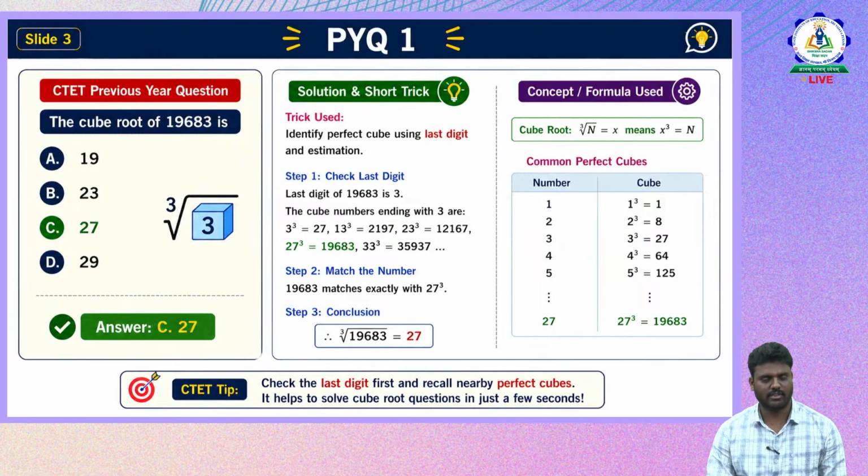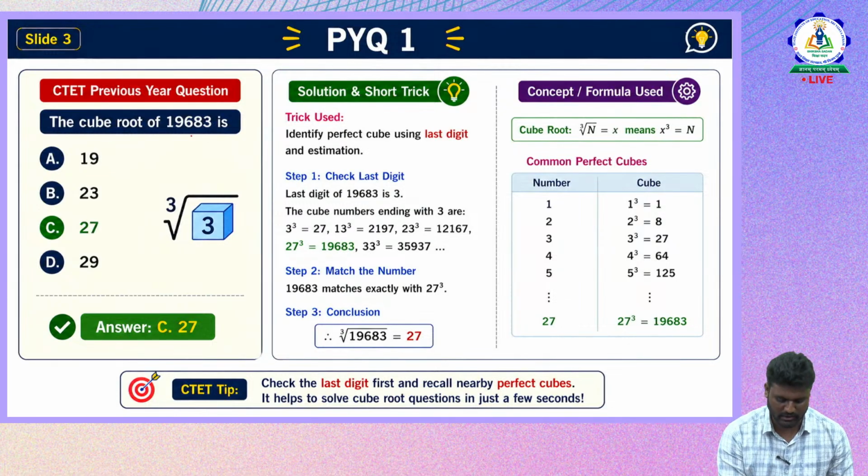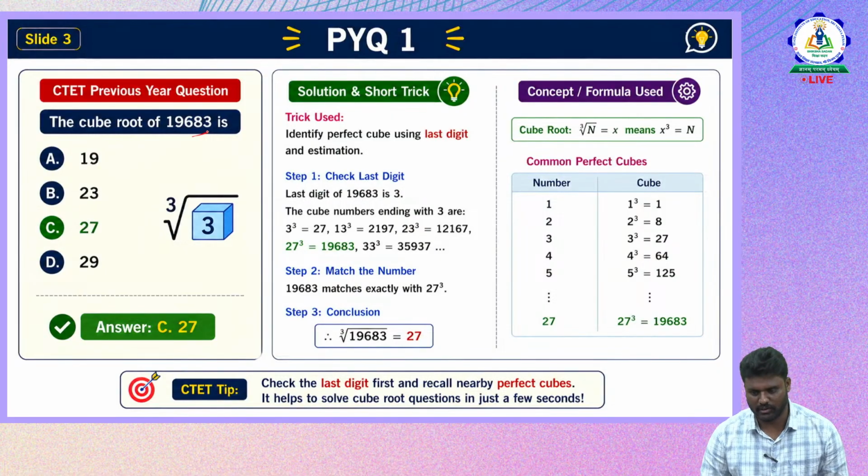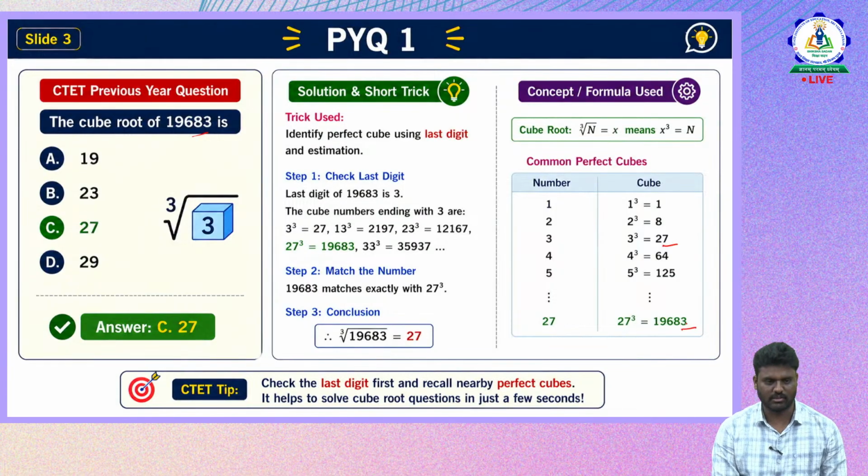If you see 9 into 9, 81, 81 into 9 again, so it is not going to end with the 3. Similarly 23, if you see 3 cubed is 27, it is ending with the 7. If you see 7 cubed, it is ending with the 3. So that means this might probably be the answer.